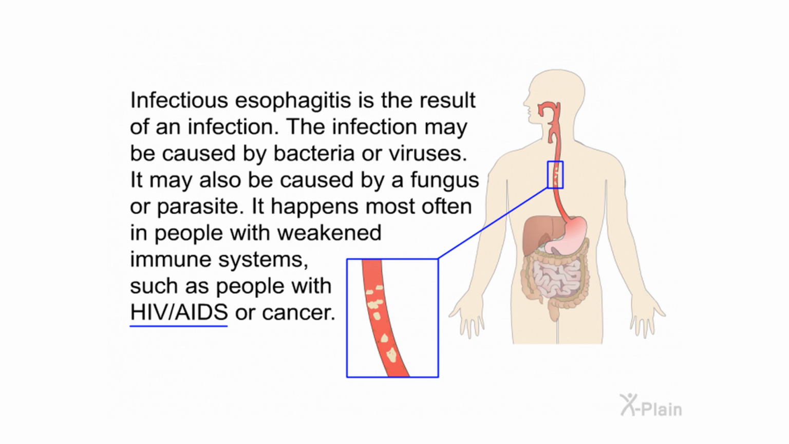Infectious esophagitis is the result of an infection. The infection may be caused by bacteria or viruses. It may also be caused by a fungus or parasite. It happens most often in people with weakened immune systems, such as people with HIV, AIDS, or cancer.